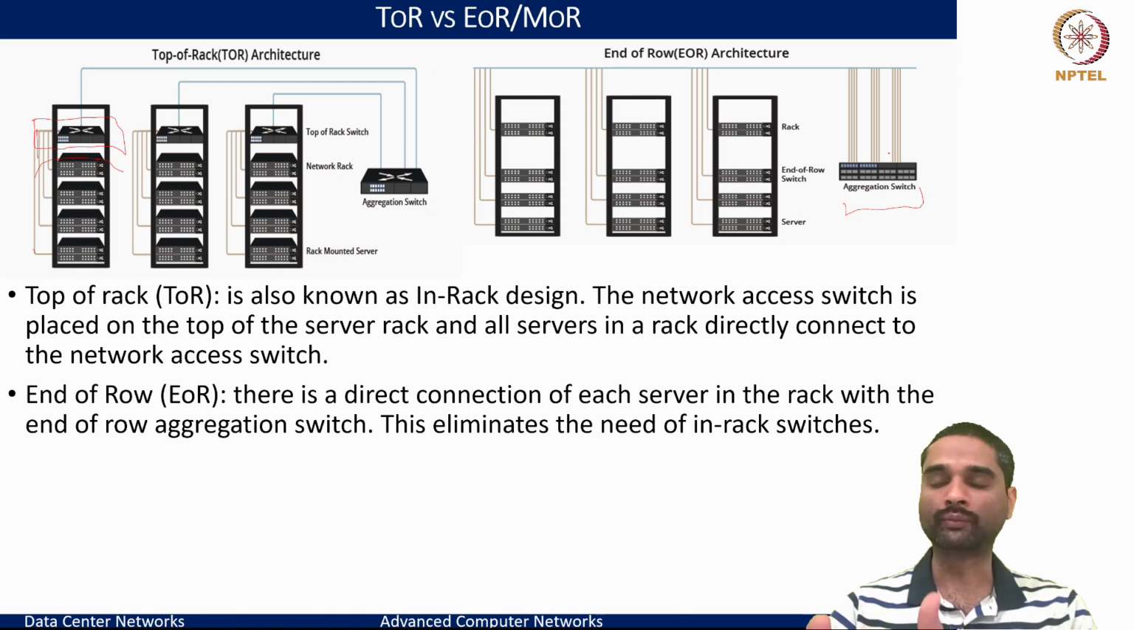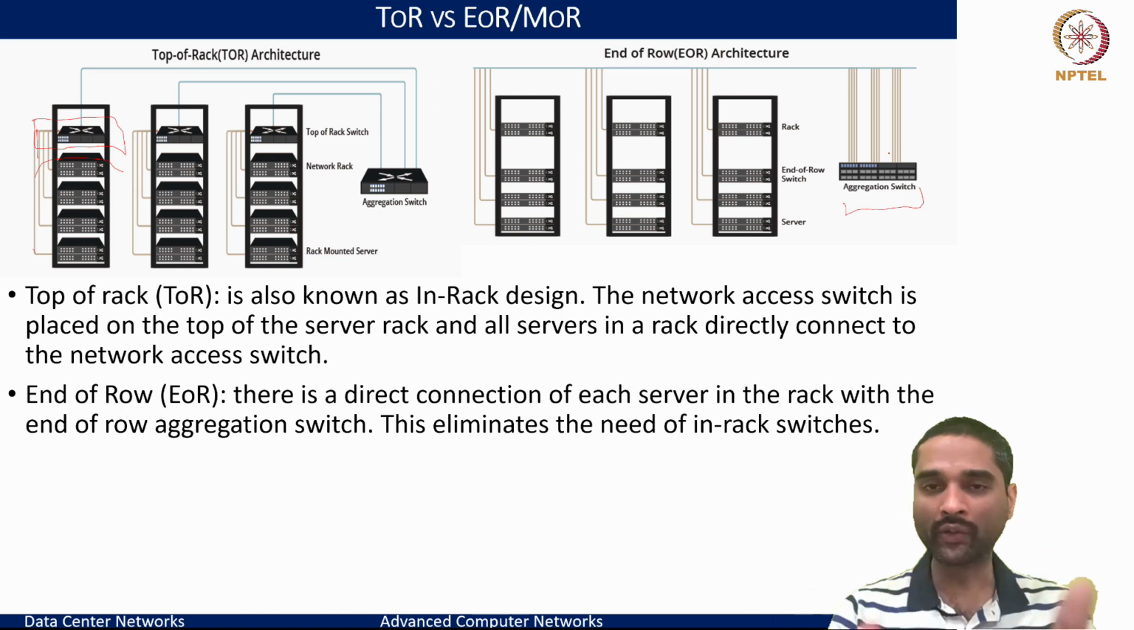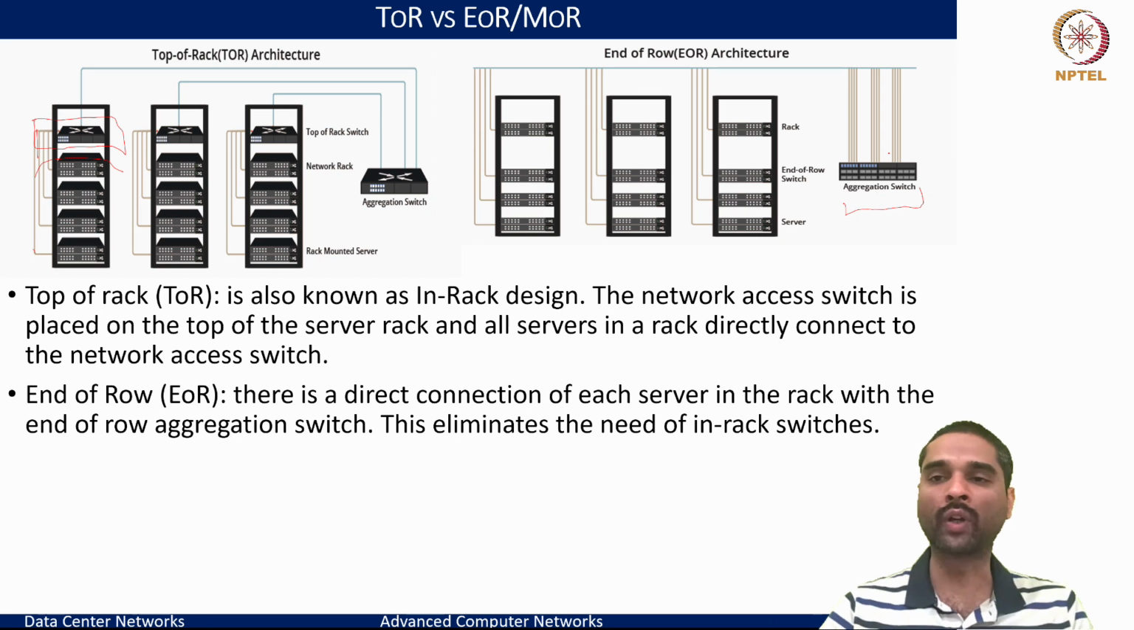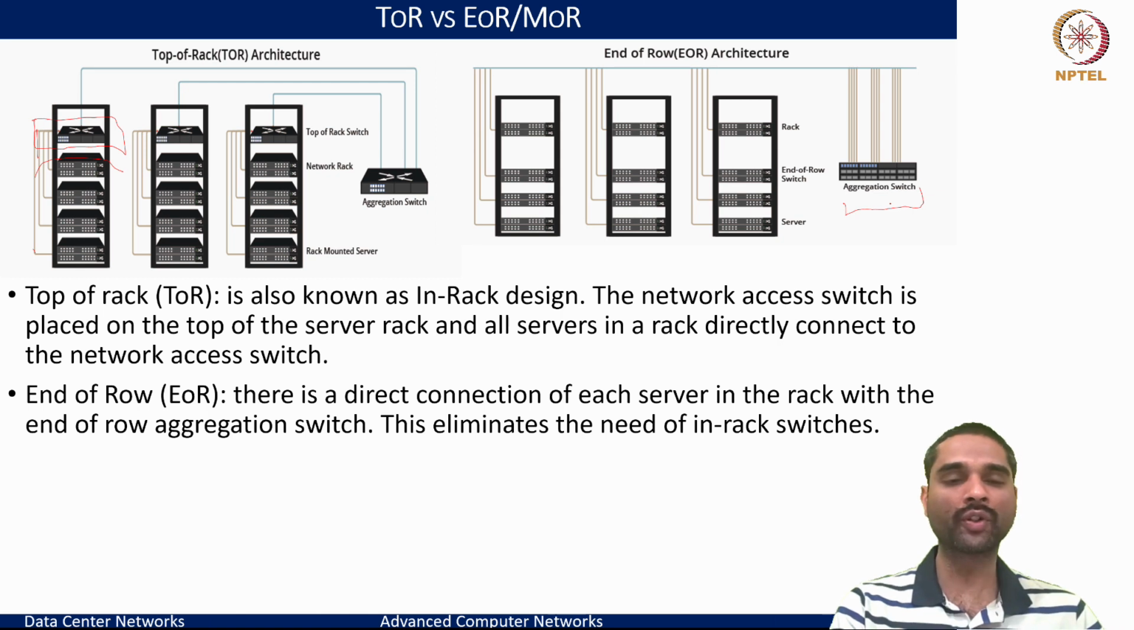So what this means is now there is a direct connection for each server to the aggregation switch. And now if any of these devices, whether inside the rack or across the rack, have to connect, they just have one hop, that is the aggregation switch. So you have in essence eliminated the additional top of the rack switch as a hop to facilitate this communication. And that also eliminated the need for these in-rack switches, saving a lot on the cost.